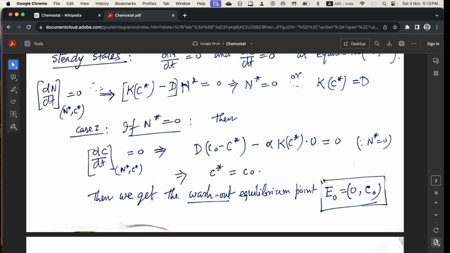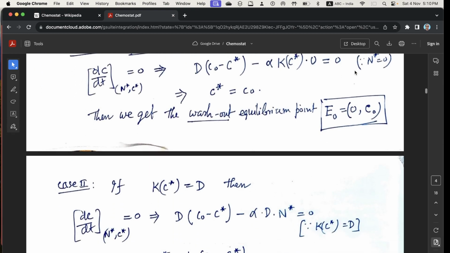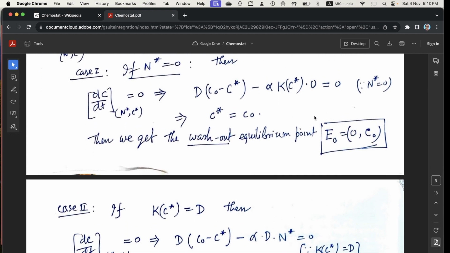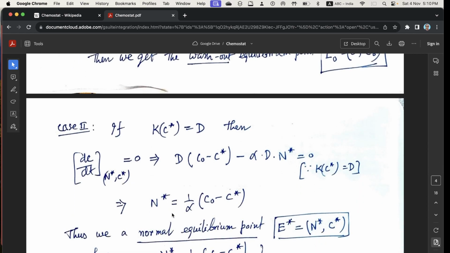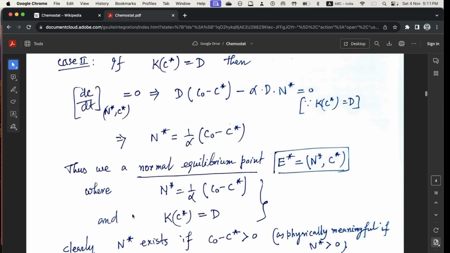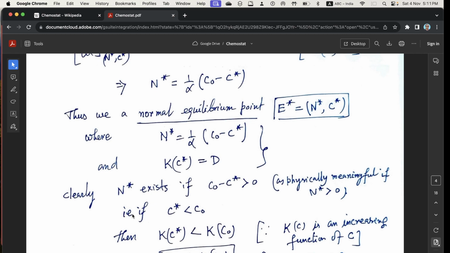If K(C star) equals D, then we get D(C0 - C star) - alpha D times N star = 0, because K(C star) equals D. So we get N star equals 1 by alpha times (C0 - C star). And thus a normal equilibrium point E star equals (N star, C star), where N star is equal to 1 by alpha (C0 - C star) and K(C star) equals D.